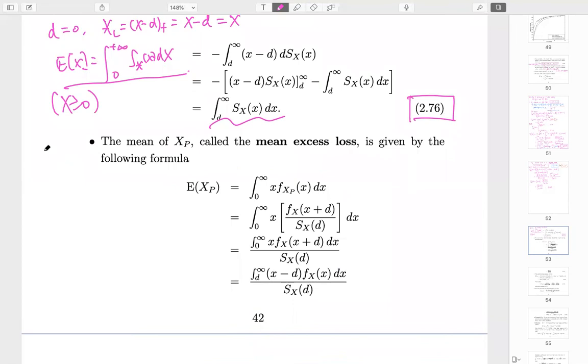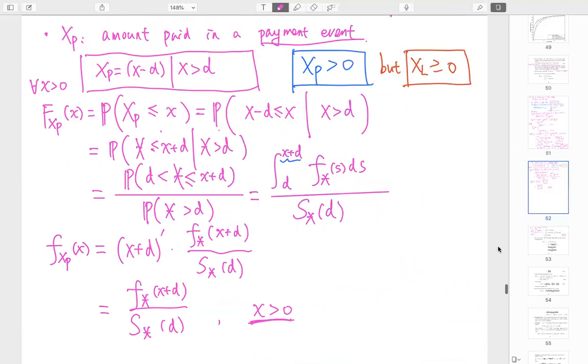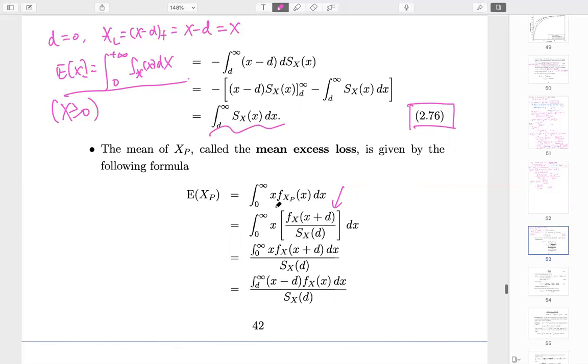Next, we study the expected value of X_P, which is the amount paid in a payment event. So from here, we know why this is correct, right? I just derived the PDF of X_P. So we copy it. The first identity is the definition of expectation, and then we plug in the PDF of X_P from what I just proved. Then I can take the constant out. This part is a constant, as long as d is fixed, right? And on top, we can do one change of variable. I use u to replace x plus d. Of course, the textbook still uses the same variable x, so keep in mind that's a change of variable.